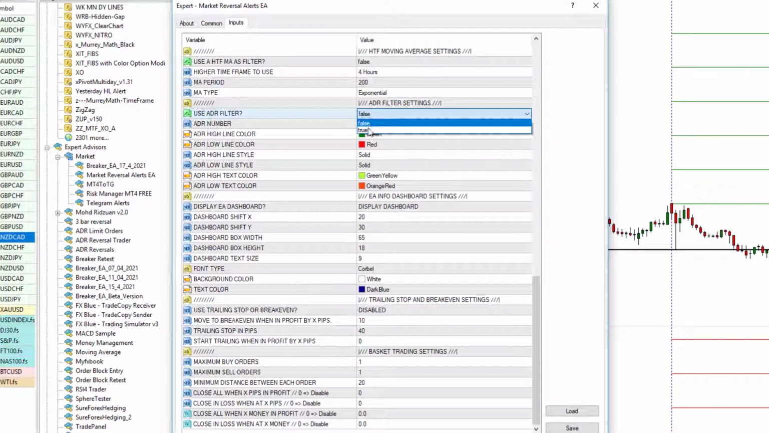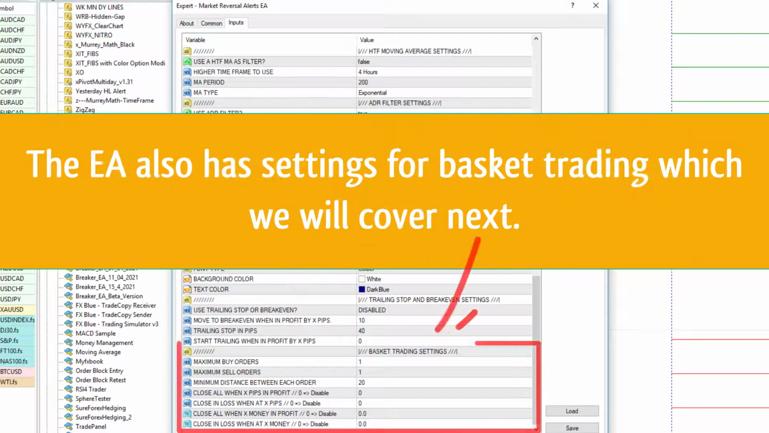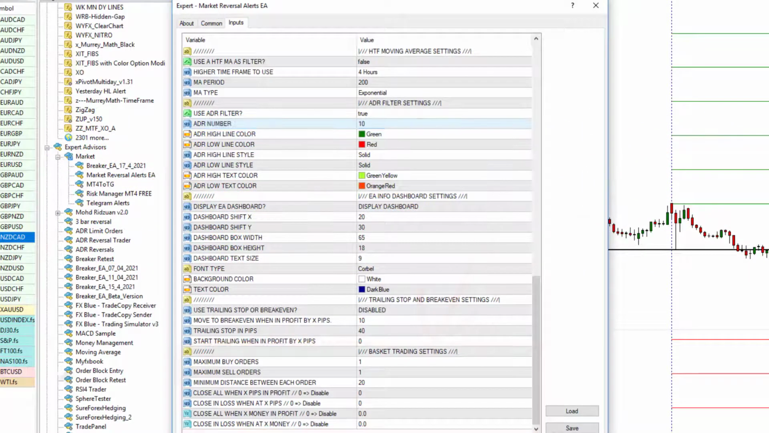And if you set this to true, what it will do is it will take trades for you automatically when price gets to ADR levels and we get a market reversal alert. So it's a kind of automated way of triggering the initial trade with the strategy that I have just explained. So that's another option for you if you wanted to. If you wanted to automate it, you could use the Market Reversal Alerts EA, stick that on your charts when price gets to ADR and just let it take the trades automatically for you.